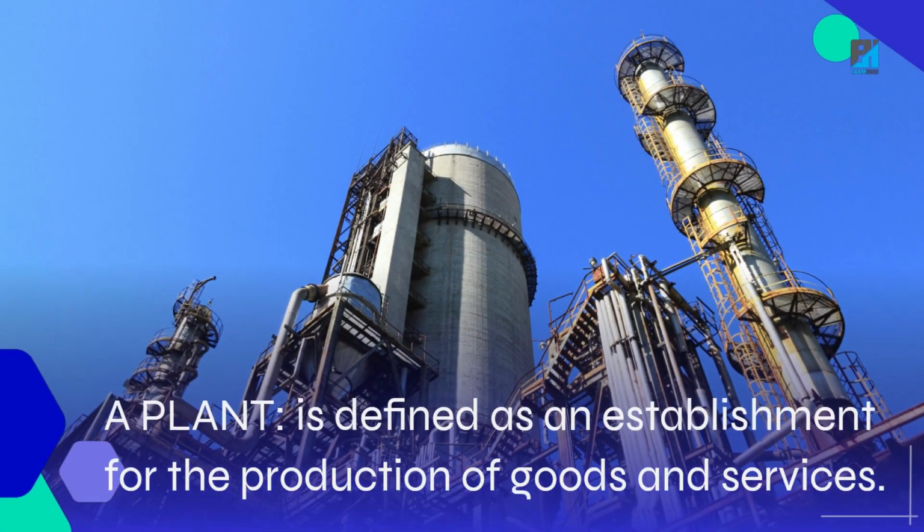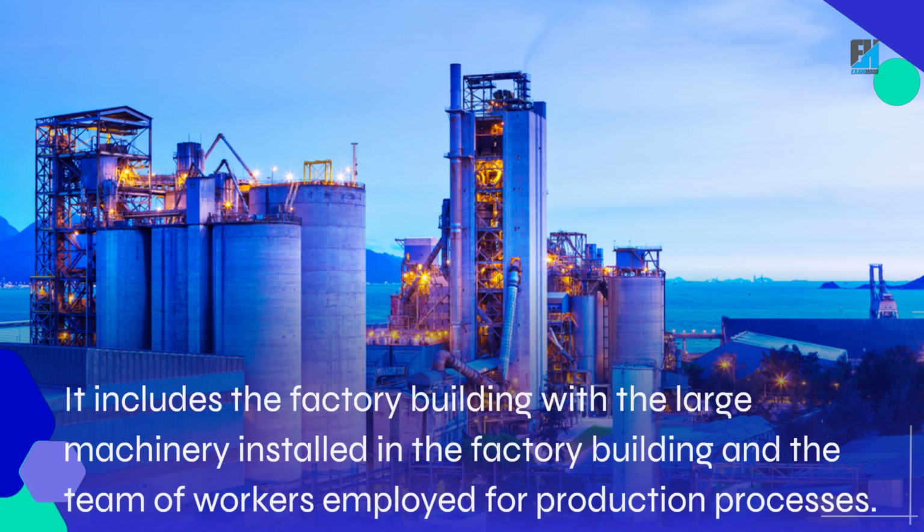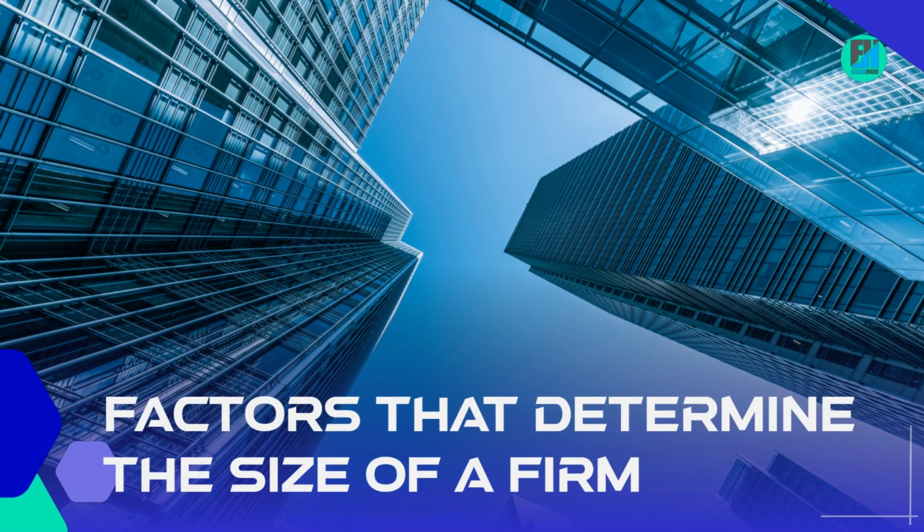A plant is defined as an establishment for the production of goods and services. It includes the factory building with the large machinery installed in the factory building and the team of workers employed for production processes. Factors that determine the size of a firm.